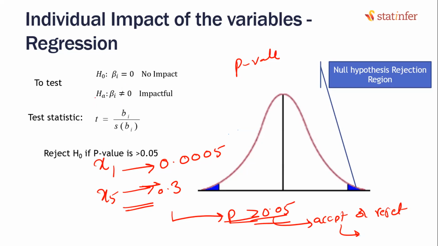So read the null hypothesis. Null hypothesis: beta i equal to 0, which means the variable has no impact. That is what we are accepting. So the variable has no impact.